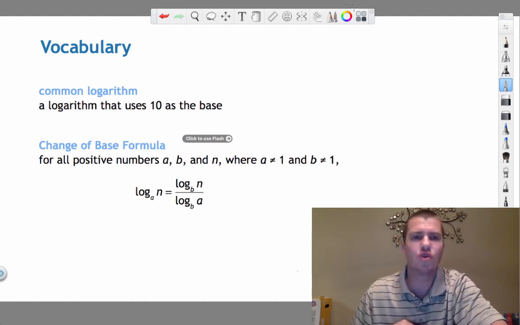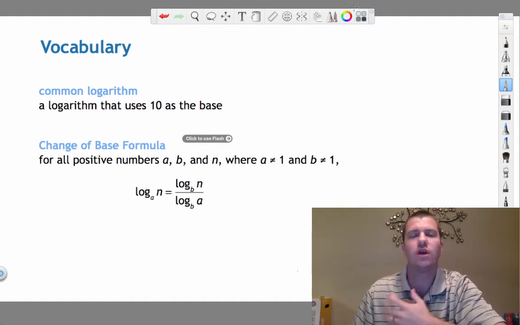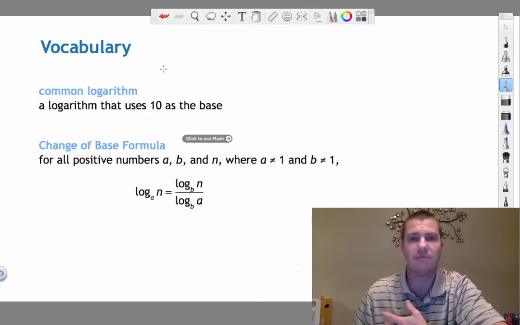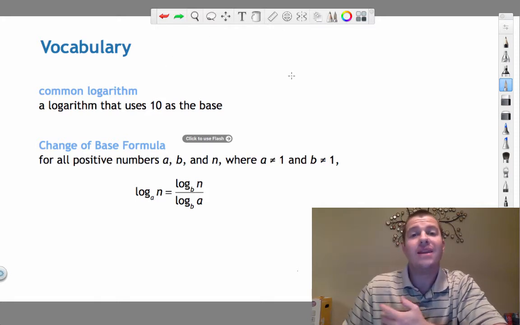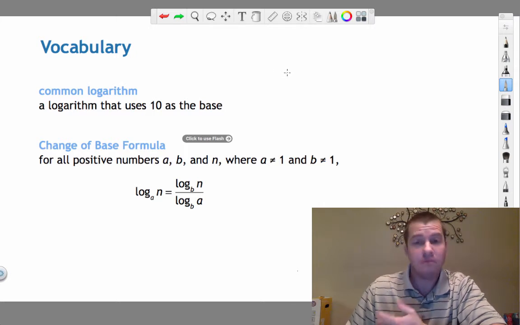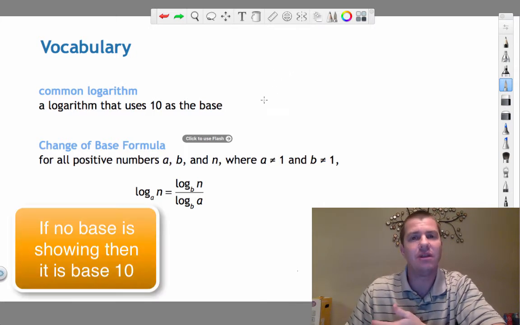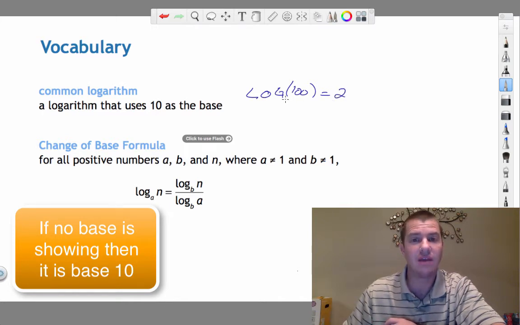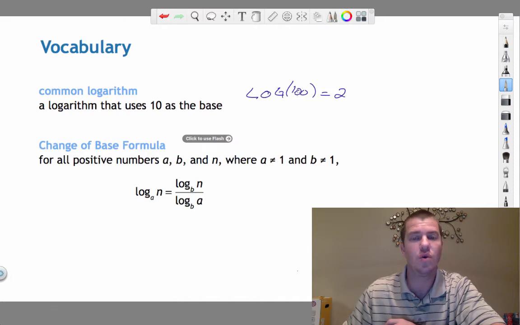Okay, so we're going to get into common logs, which again, log is short for logarithm. The common log is base 10. Anytime you have a scientific calculator and you just type in log, it's using the common log with base 10. And anytime you see a log without a written base, you need to understand that it's a common log with base 10. So it'll say log of 100, and the log of 100 is actually equal to 2 because 10 raised to 2 is equal to 100.